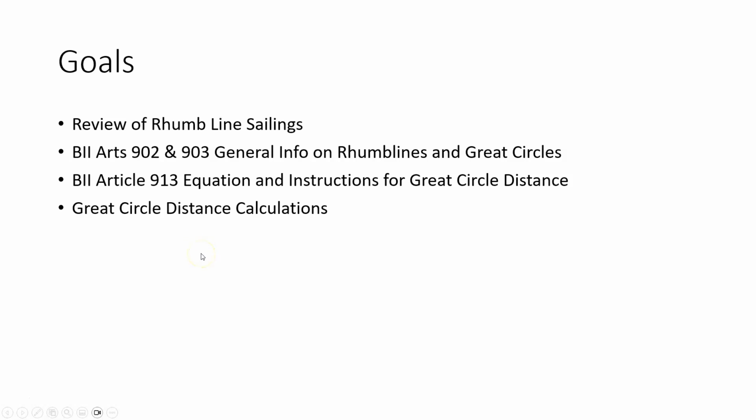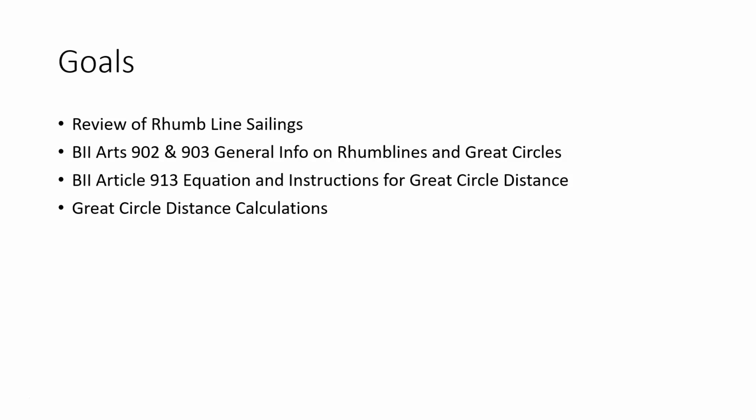So the goals for this presentation, as I said, we'll also do a quick review of last class, which was a review of rhumb line sailings, and then we're going to look at articles 902 and 903, which compare rhumb lines and great circles. Then we'll look at article 913. This is all in Bowditch 2024, volume 2.